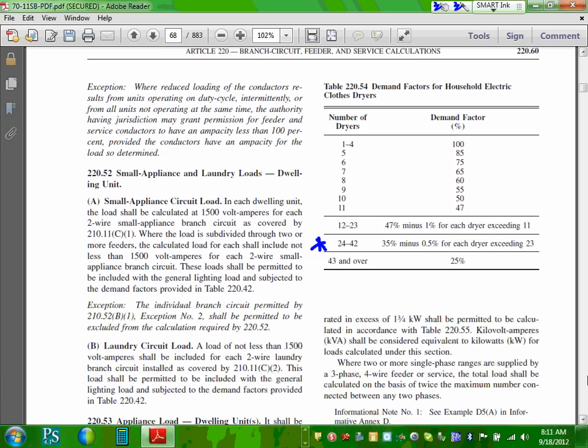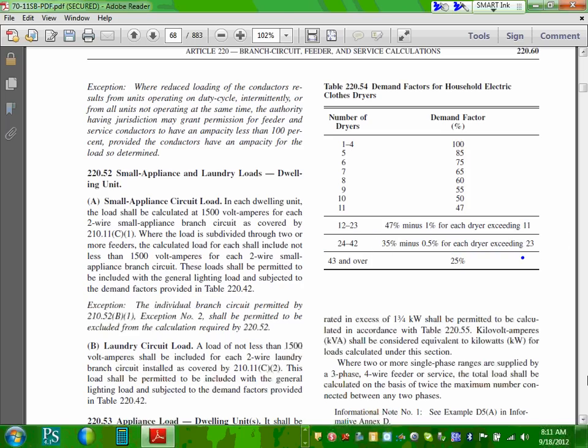So then it says 35 minus 0.5 multiplied by the number of dryers exceeding 23. So I have 30 minus 23. You see where this equation came to be? You start with 35, then you take the number of dryers that exceed 23 and cut them by half, then subtract them from 35. Any question, guys, about using this table?